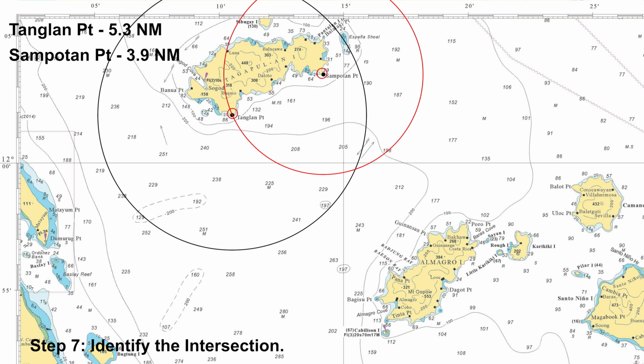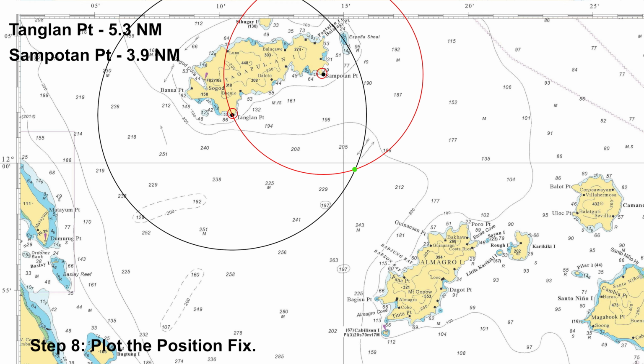Step 7. Identify the intersection. The two range circles should intersect at one or more points. The intersection represents a position that satisfies both measured radar ranges. If there are two possible intersections, use additional navigational information, such as the vessel's approximate position, course, or a third radar range, to identify the correct position.